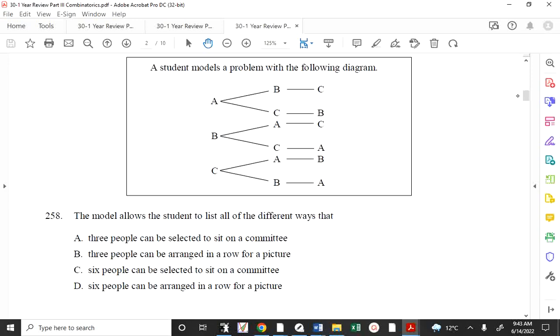What we have are three different items, A, B, and C. And this is showing that they can be arranged in the order ABC, ACB, BAC, BCA, etc. So the answer to this question is three people being arranged in a row. It's not six people, it's six arrangements that we're looking at here. Does that help? Okay.